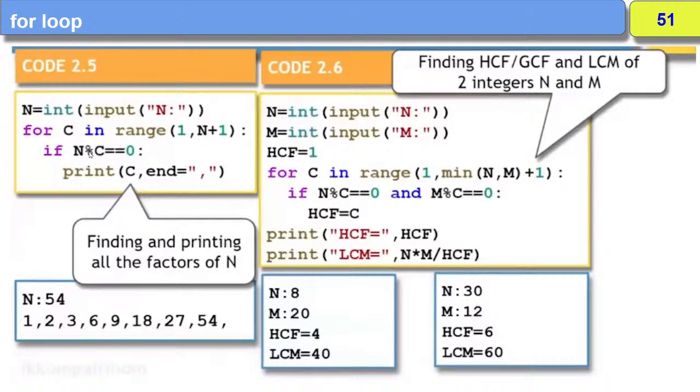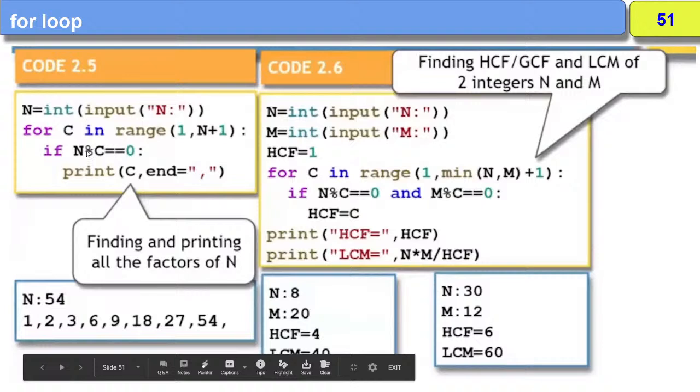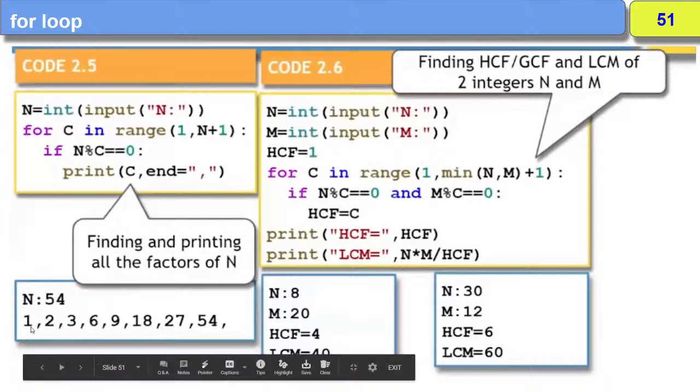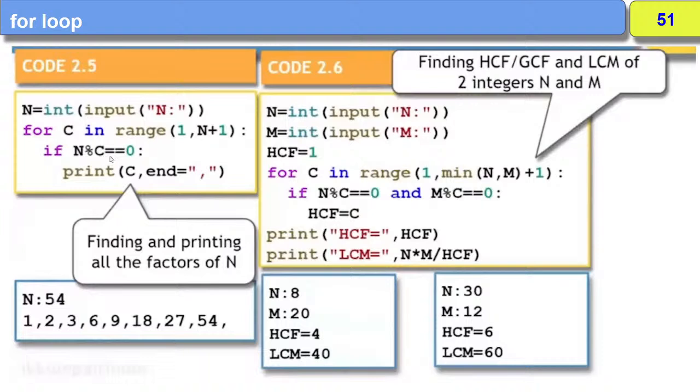So n, suppose n is 54, just like the example given, and n is 54. So 54 is divisible by 1, because 54 modulo 1 is 0. So it will print 1 and a comma sign here. And the next value will be 2. Again 54 modulo 2 will give you 0. So 2 will be printed.